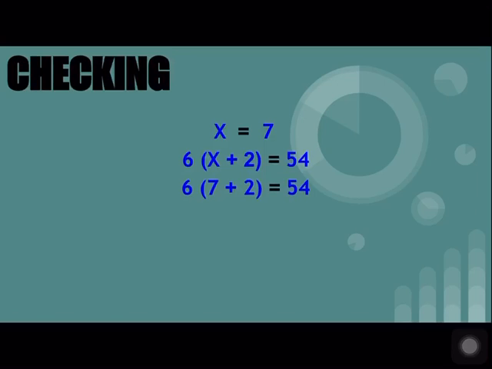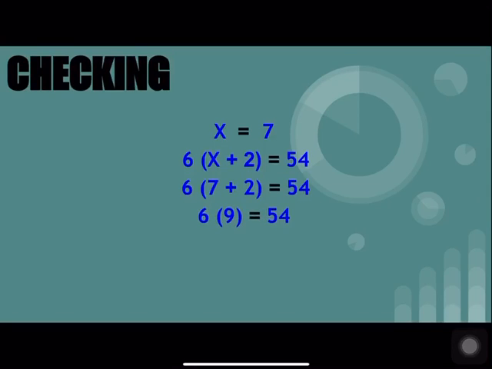Now let's do some checking. It's important to check whether you found the right answer. So again, we said that x is equal to 7. Using the original equation, 6 times the quantity of x plus 2 is equal to 54, we substitute the value of x, which is 7. So now we have 6 times the quantity of 7 plus 2, which is equal to 54.